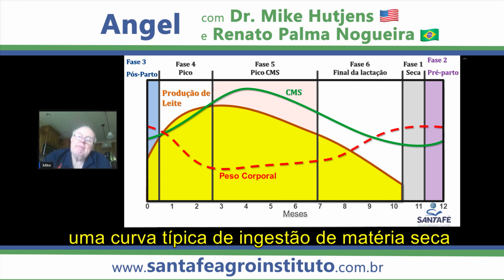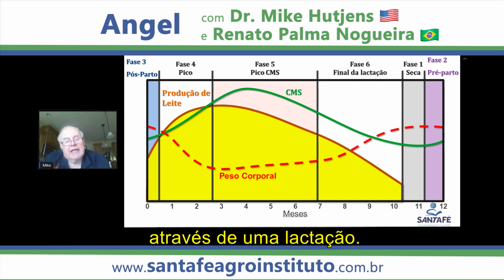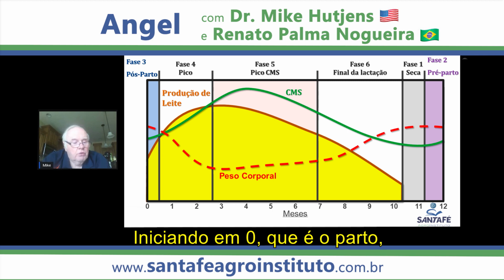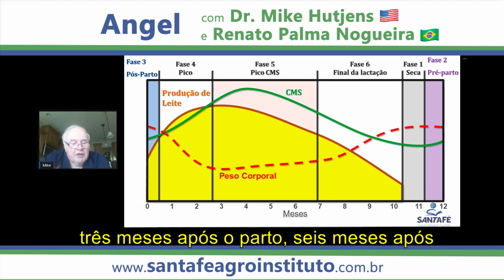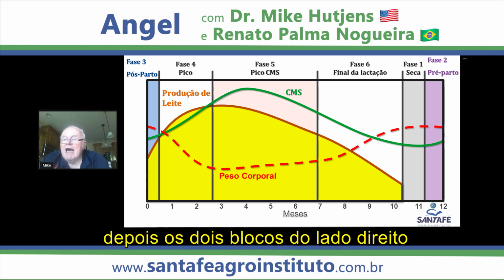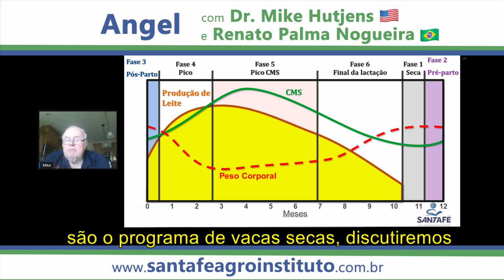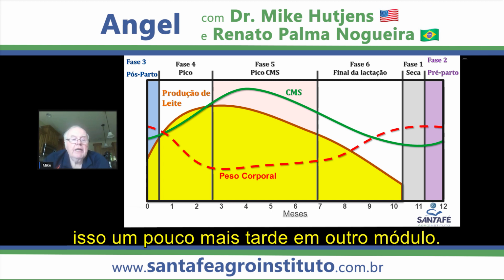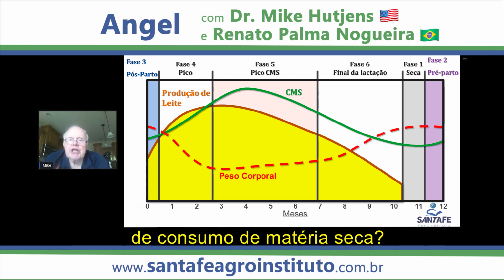That is a typical dry matter intake curve across the lactation, going from 0, which is calving, to 3 months after calving, 6 months after calving, 10 months after calving. And then the 2 blocks on the other side would be the dry cow program. And we'll discuss those a bit later in another module. So the question is, what is the shape of the dry matter intake curve?